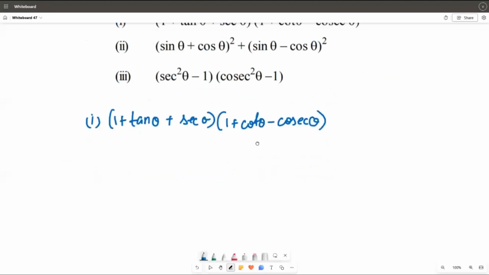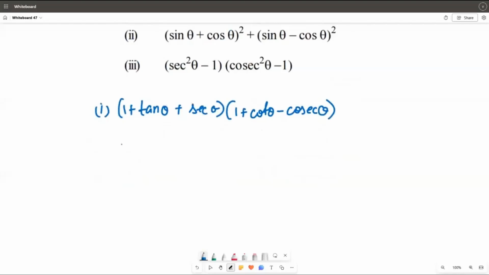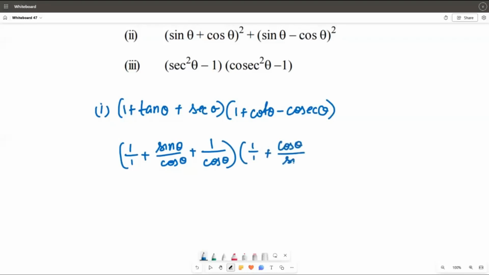So first I'm going to convert these into sine and cos, and also I will consider the denominators of this 1 as 1. So this would be the same, nothing would change. So tan theta would be sin theta by cos theta, and secant theta would be 1 by cos theta. And this again 1 by 1. Cot theta is cos theta by sin theta, and minus 1 by sin theta.